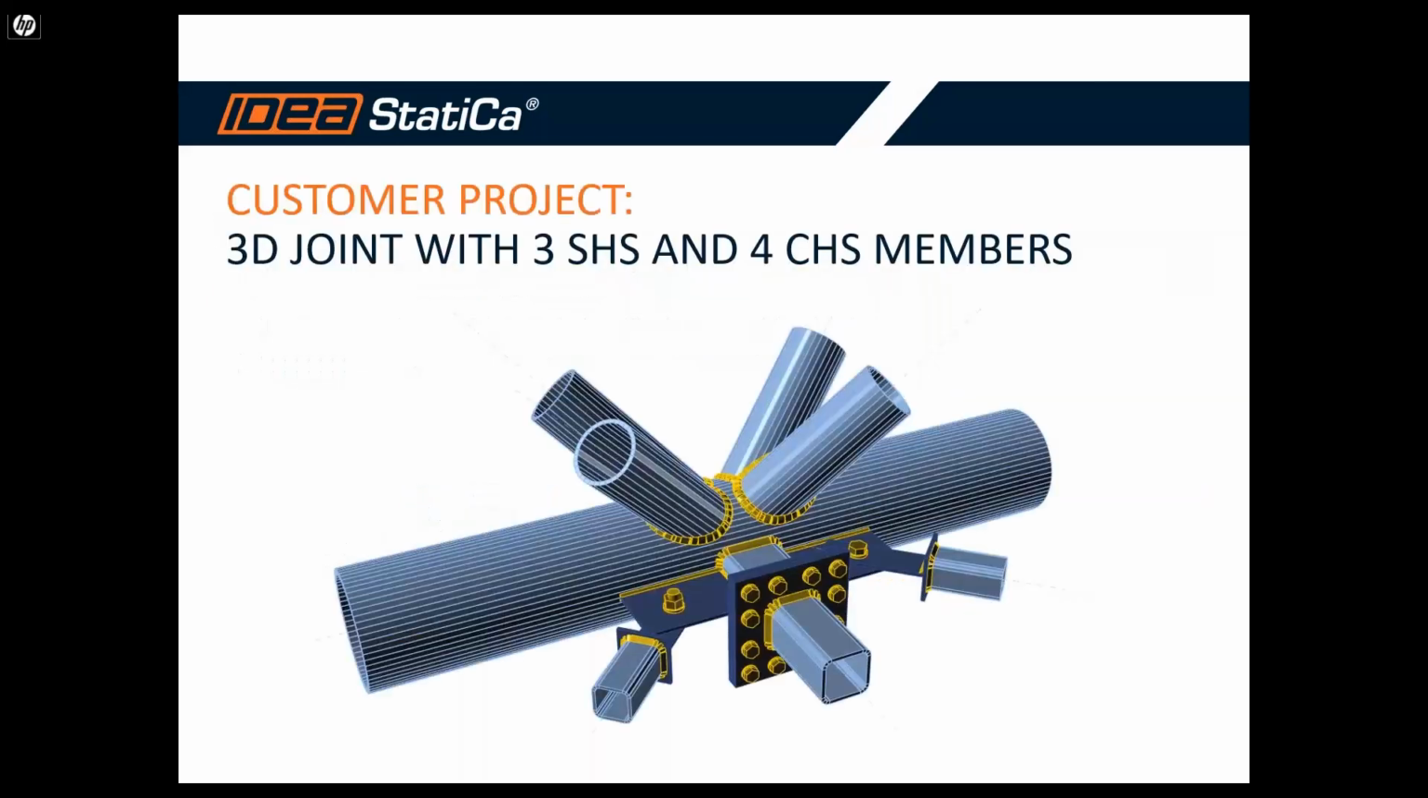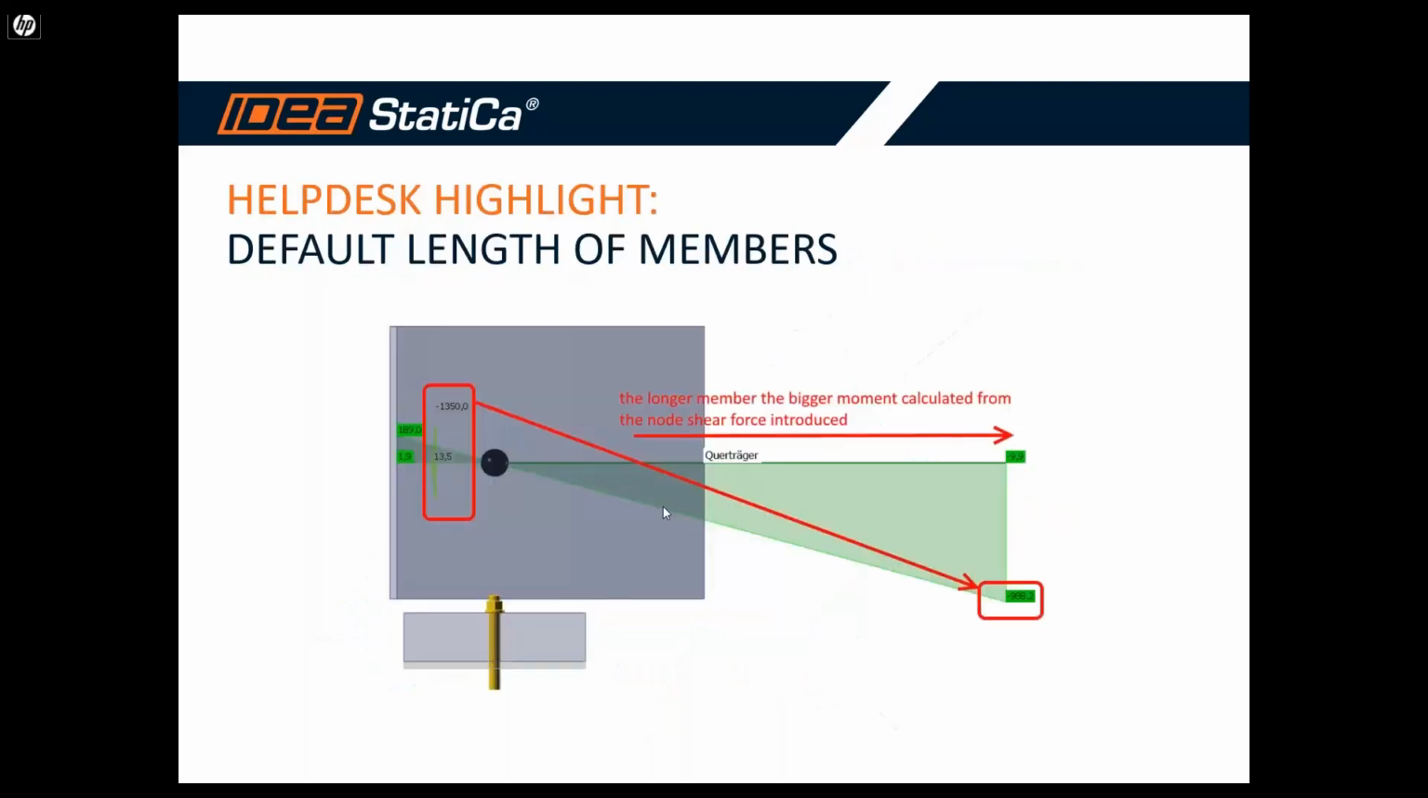In the first example, we will have a look at the customer project. It's a 3D joint, and it's made of 3 SHS and 4 CHS members. And in the end, we will have a look at one help desk highlight. This time it's default length of members. Now let me pass the word to Adam, who will show you the first example.